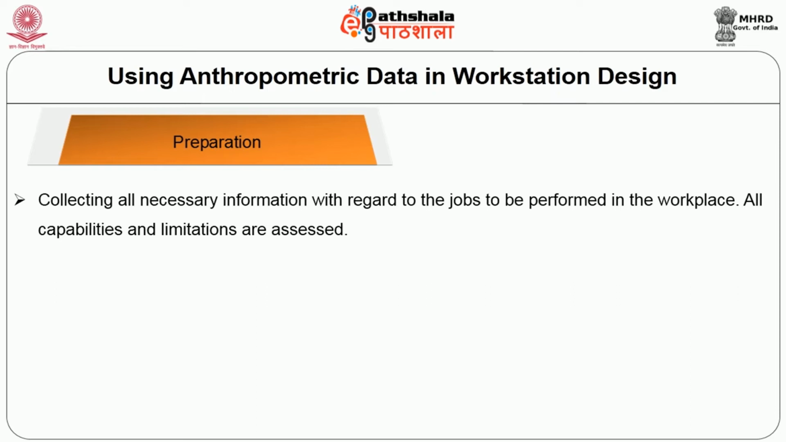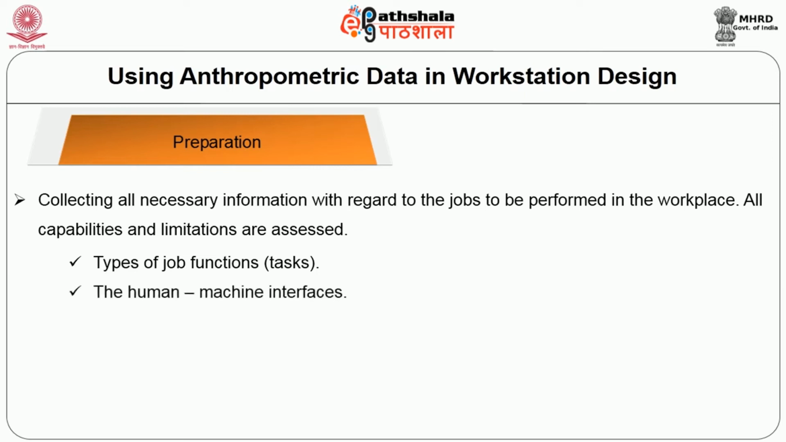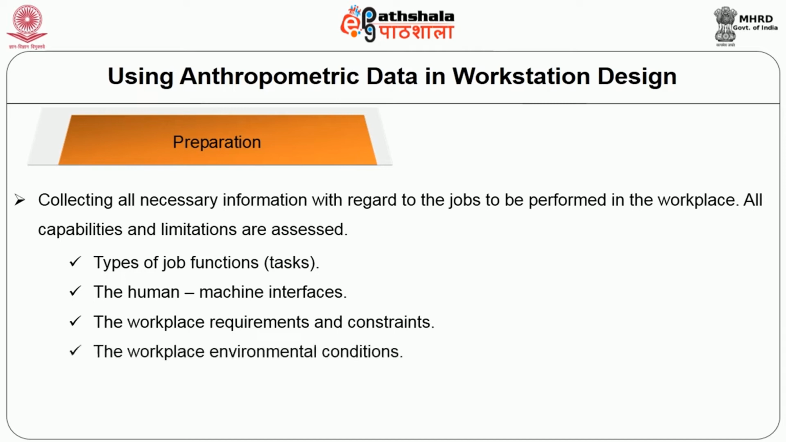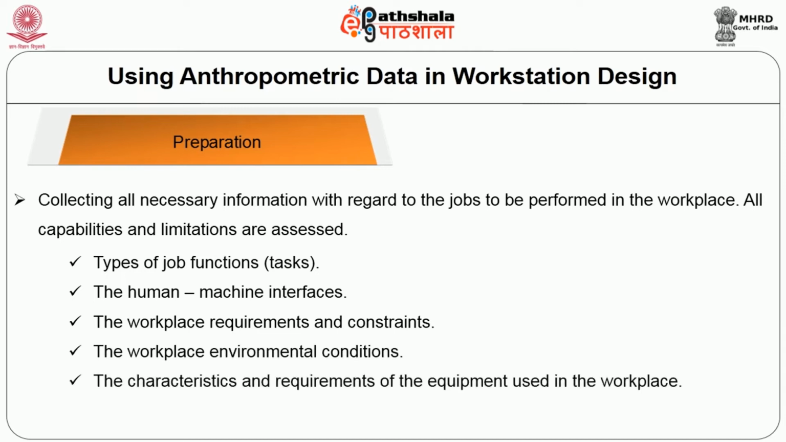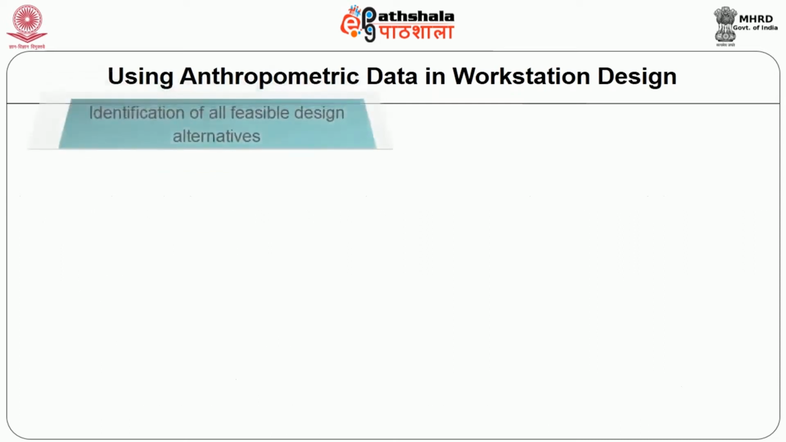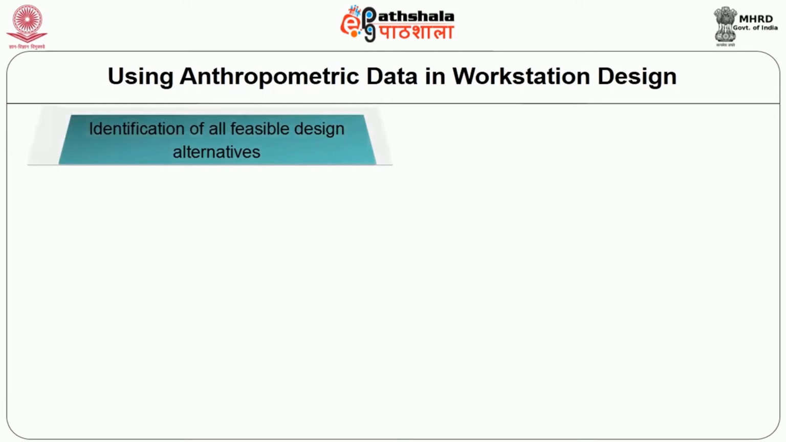All capabilities and limitations are assessed, and in this step, the following information should be collected: the type of job or the function that is going to take place, the human-machine interface, the workplace requirements and constraints, the workplace environmental conditions, the characteristics and requirements of equipment used in the workplace, and the description and capability of the work population. Second would be identification of all feasible design alternatives.